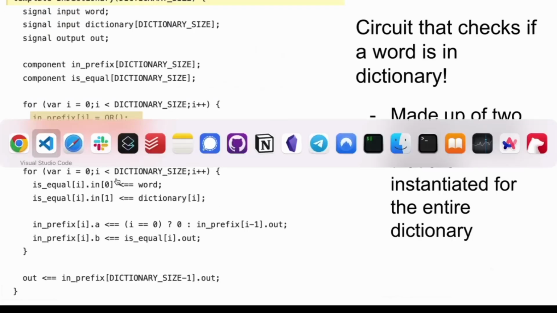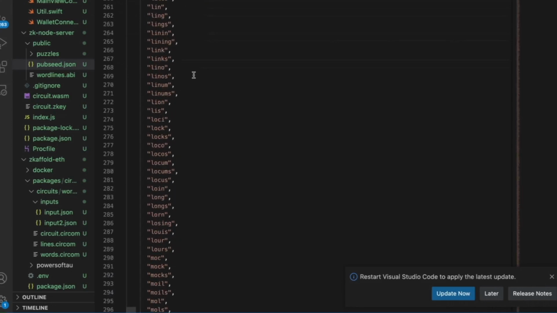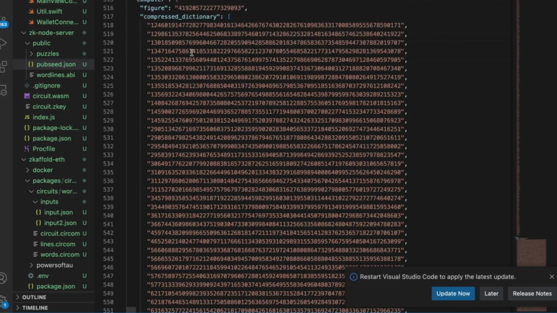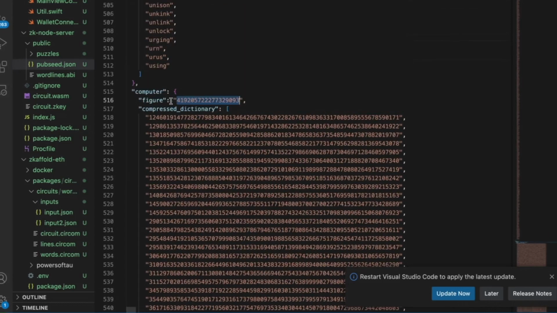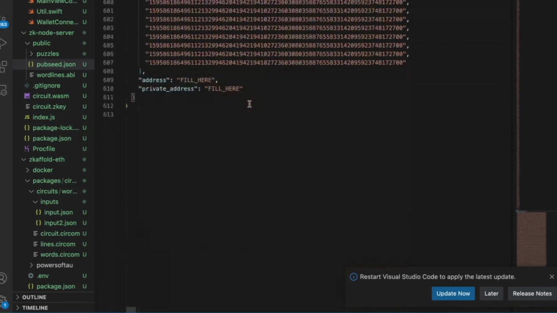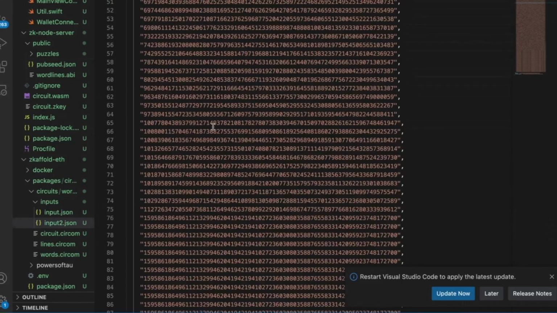So we can look at the repo itself, and there's an example of a figure and this long dictionary of valid words. And here is the arithmetic representation. So the entire figure can be represented in a very compressed way. And then these are the dictionary words. Similarly, here's a sample input, which includes the line, right? These are all the words in my solution. Here's the figure and here's the dictionary.